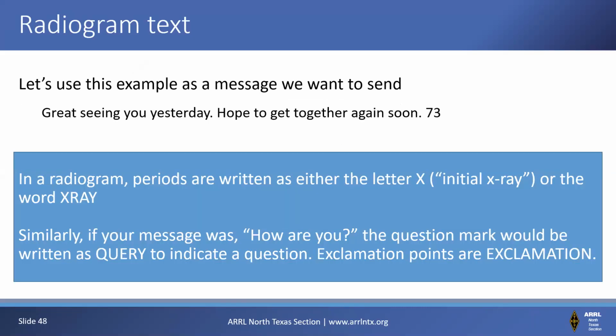So in radiograms, punctuation, just like in the email, is spelled out. Periods are written as either the letter X, which we say is initial X-ray, or the whole word X-ray. Both will work. Others that you might see that aren't too common, but are used on occasion: if you have a question, the question mark is written as the word query. Exclamation points are written as exclamation. Not too often, but you're going to see a lot of X-rays in things. That's the most common one.